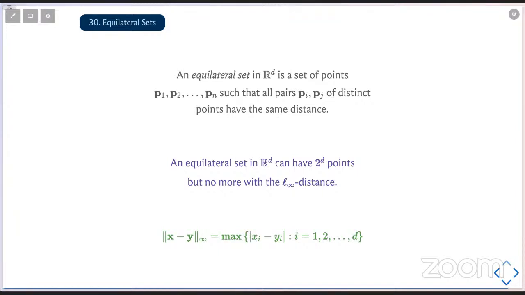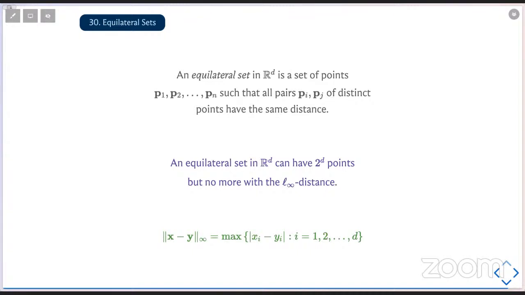So all the coordinate-wise differences are going to be either 0 or 1. So the max is always going to turn out to be a 1. So there is the sense in which this is an equilateral set under the L infinity norm. Yeah. So is everyone convinced with this example?